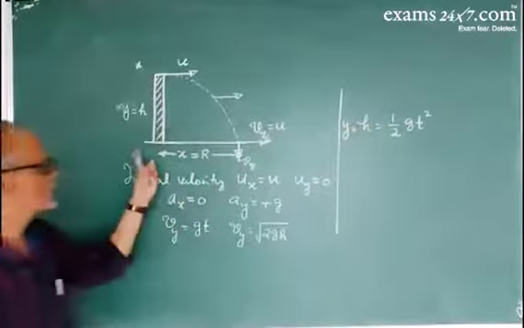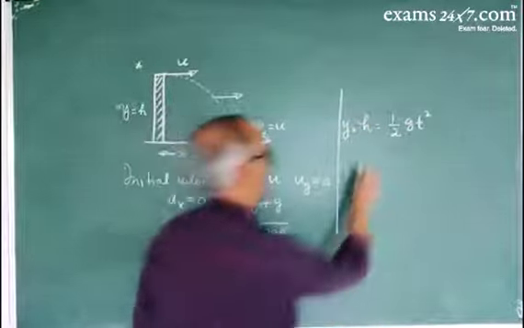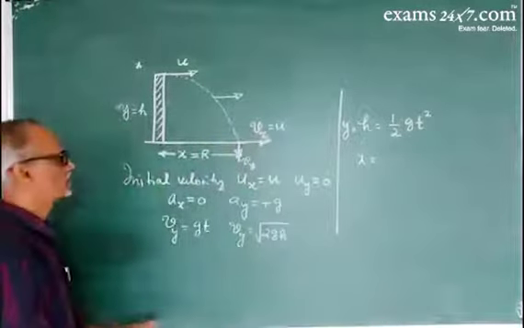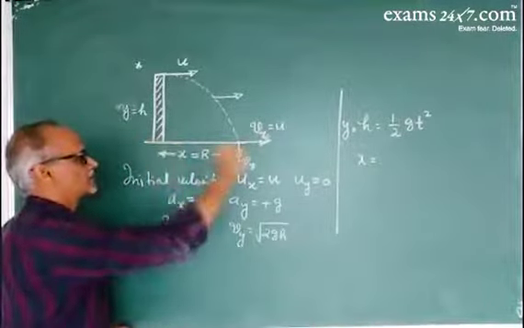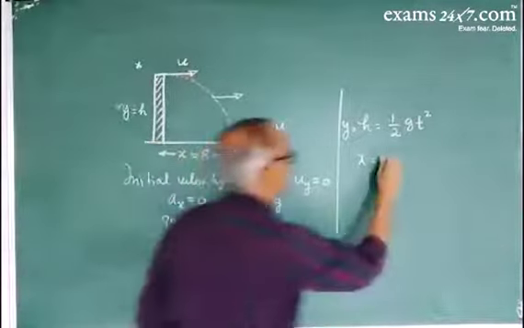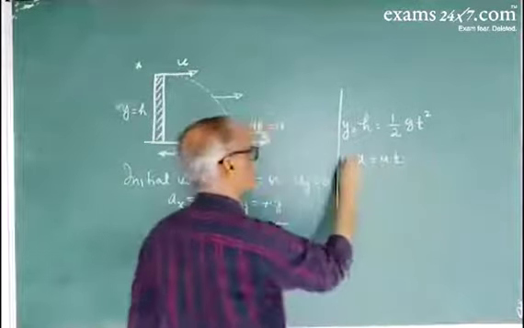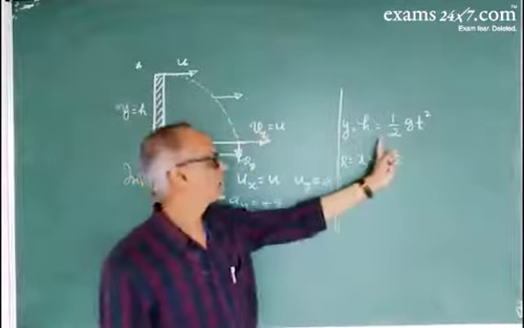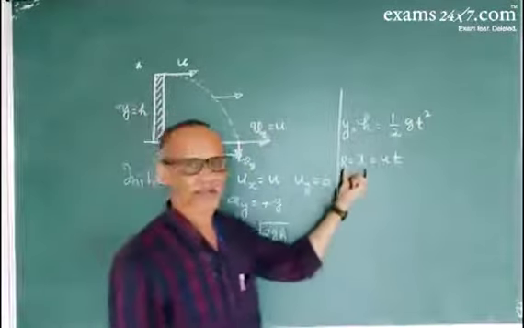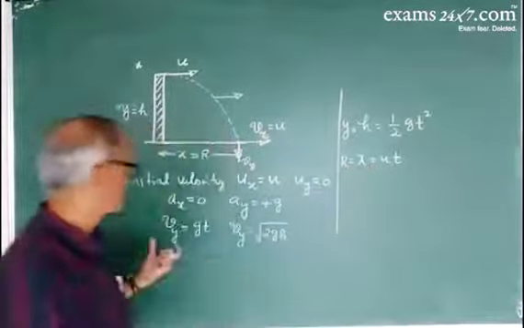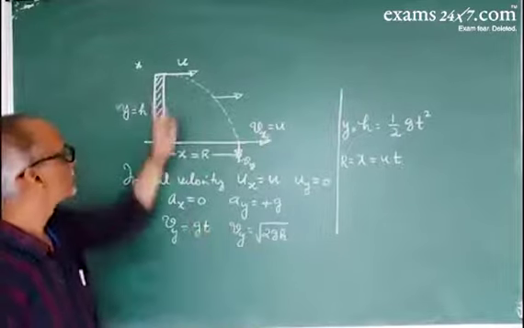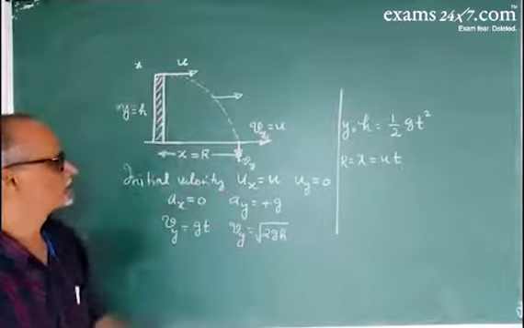To find the horizontal distance x, distance is equal to horizontal velocity, which is u, into t, and that x is nothing but equal to r. So from this we can find the vertical height, from this we can find the horizontal range, and from this we can find the time taken by the projectile to reach the ground.